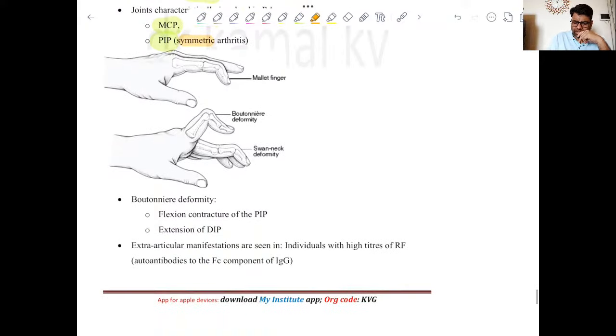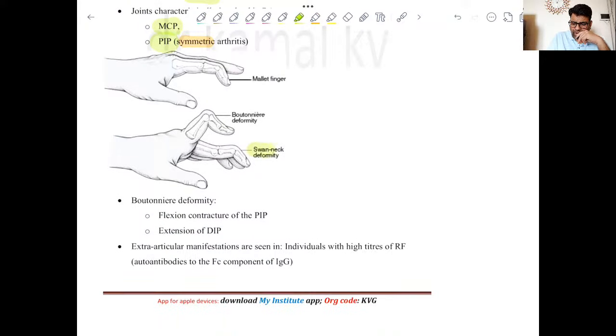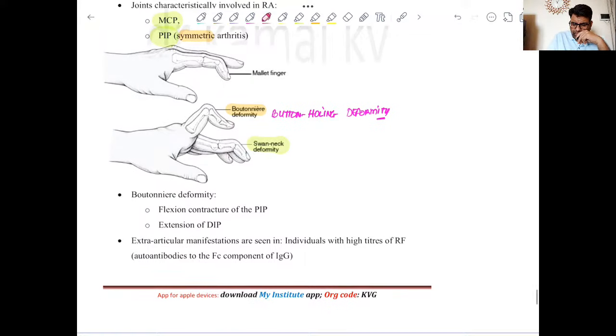There are two deformities which one should remember. One is the swan neck deformity, and another is the boutonniere or button holing deformity. Clear? It's just the attitude at the PIP. So this is PIP and this is DIP. So the attitude at PIP and DIP varies. So this is PIP and here this is DIP.